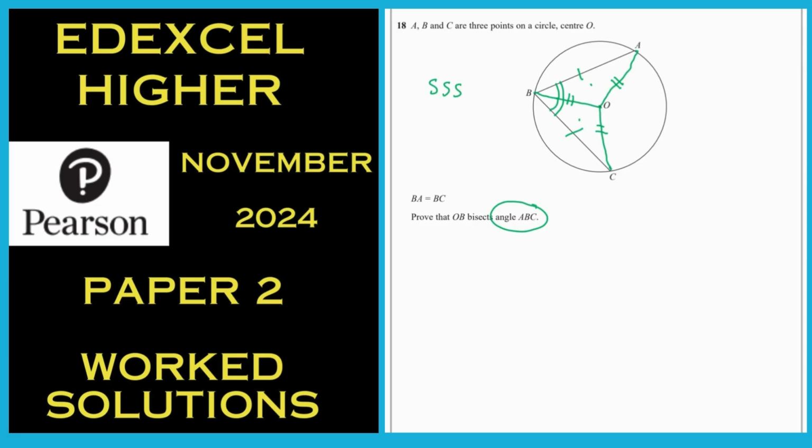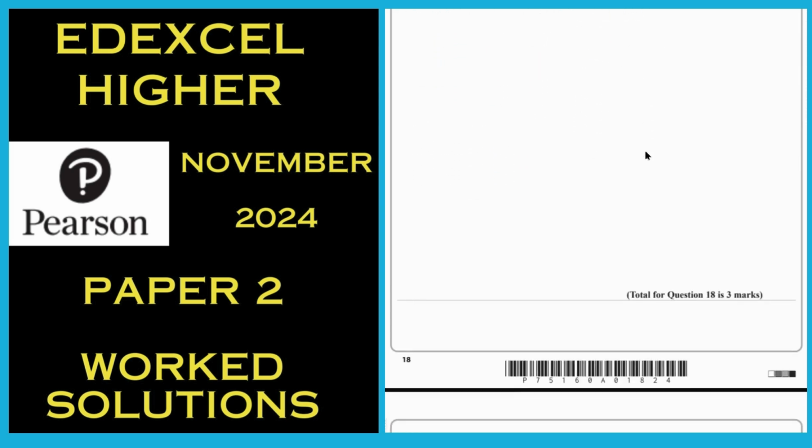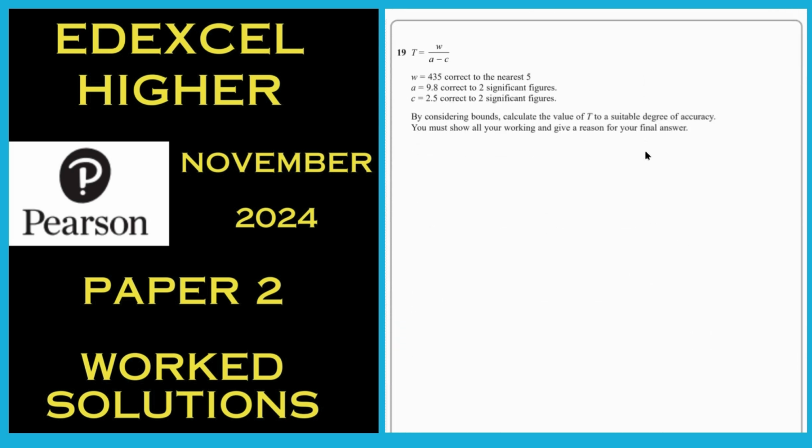As always, I've written them out in full, and my model answers, feel free to go across and check them out. But as long as you verbalise, as long as you write down what I've just verbalised, you'll be fine. Congruent triangles means identical angles, means half of the whole.